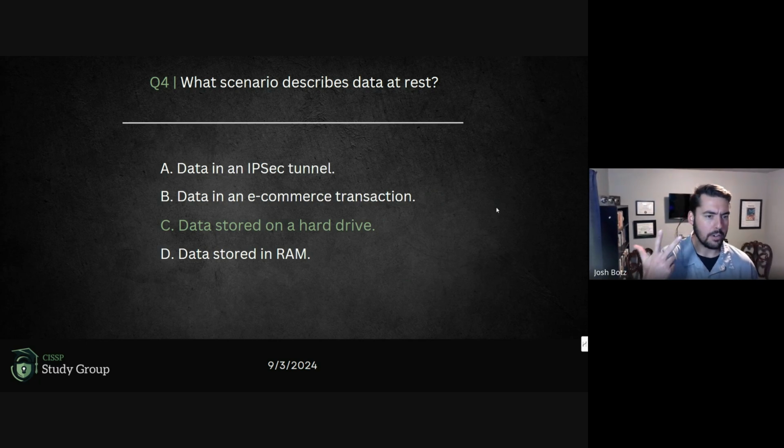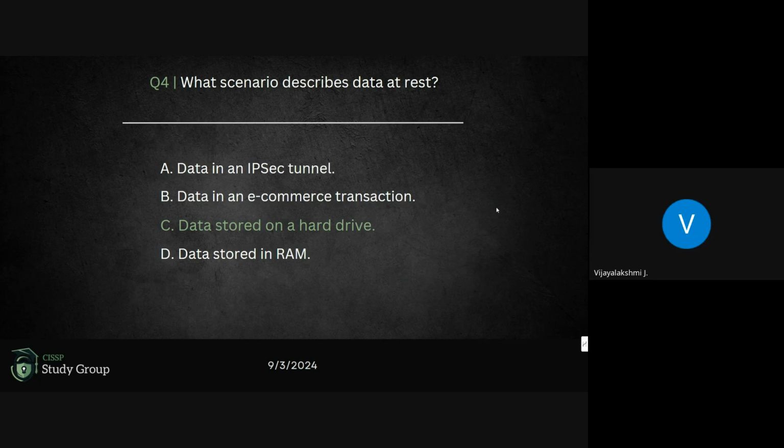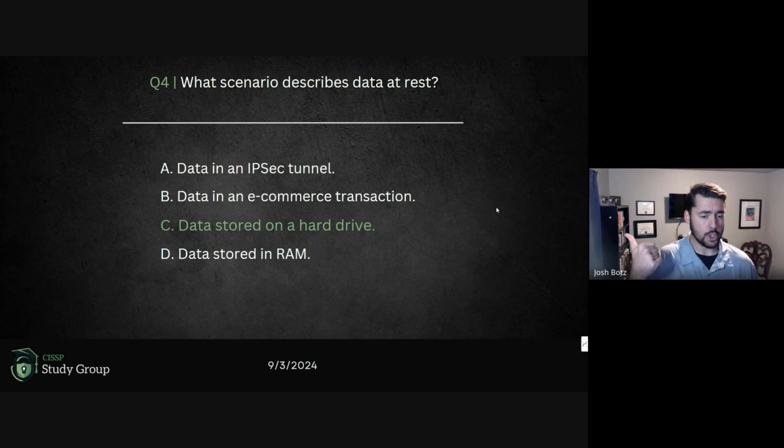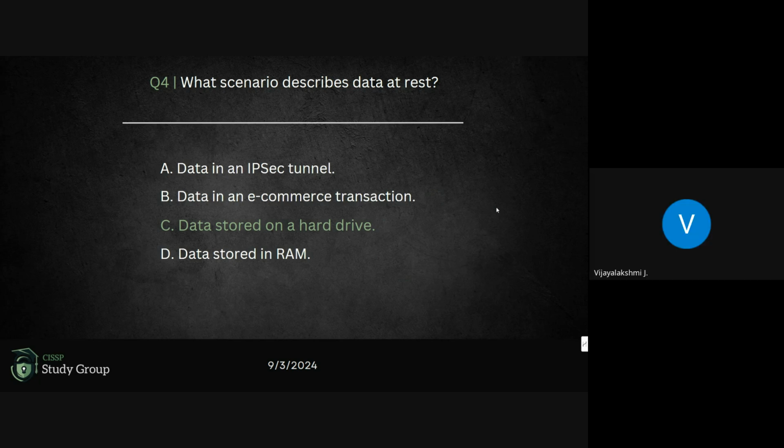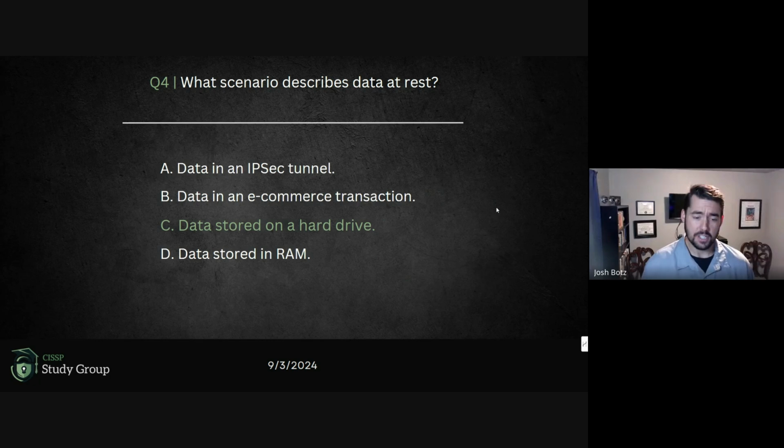What type of the three is random access memory? Is it data in transit, at rest, or in use? In use. Perfect. That's exactly right. So RAM is not quite data at rest, it's in use.